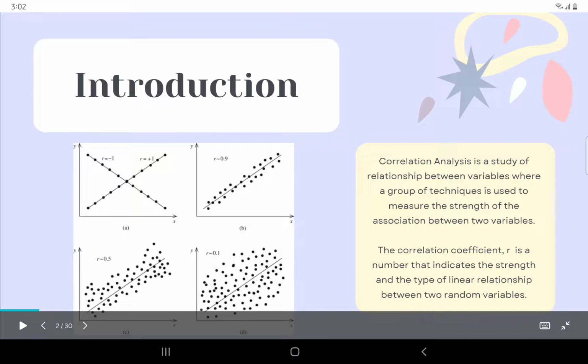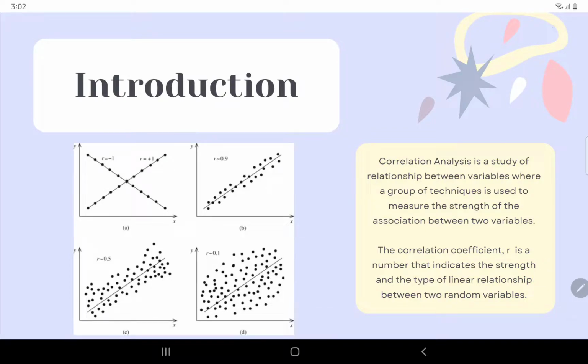Okay, and then we have here the correlation coefficient. Okay, the correlation coefficient we denote as R, is a number that indicates the strength and the type of linear relationship between the two variables. Okay, so in short, we can say that the correlation analysis is a statistical method that we use to measure the strength of the relationship between two variables. Okay.